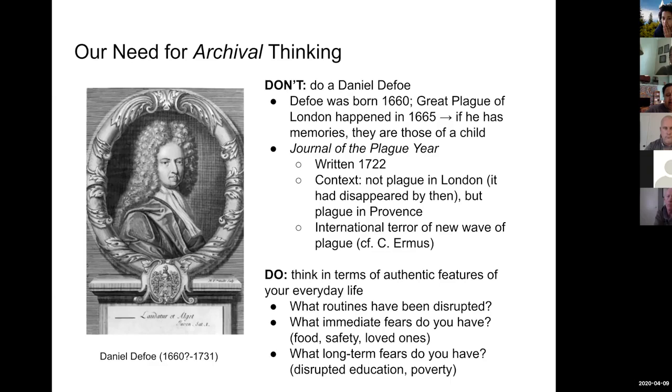And it is not in the context of a plague outbreak in London. In fact, there are no more plague outbreaks in London at this point. What's happening, and what's the current spur to his commentary, is that there's a plague outbreak in Provence in the south of France. And there is international terror that's going on because of this new crisis. And so there's a lot of rhetoric, there's a lot of posturing, there's a lot of implied fantasy really about what he's doing.